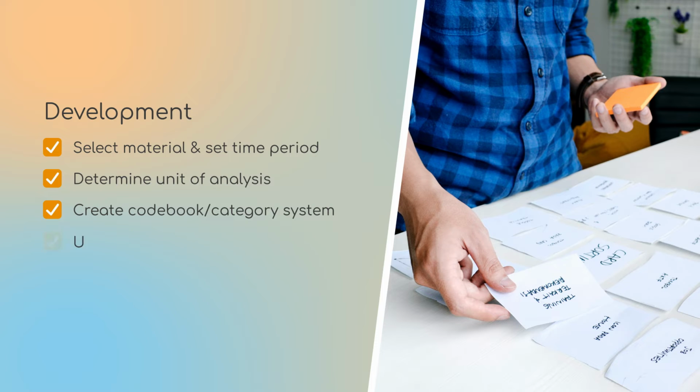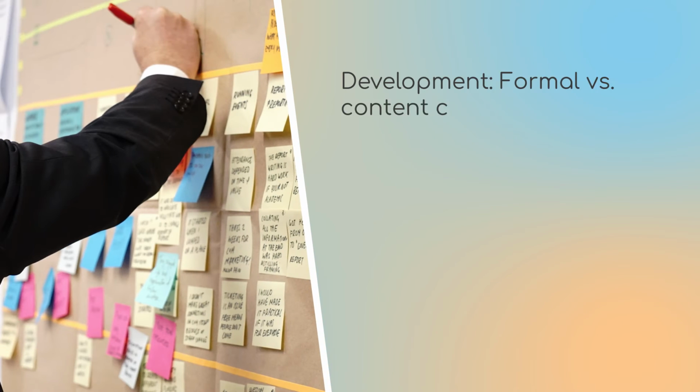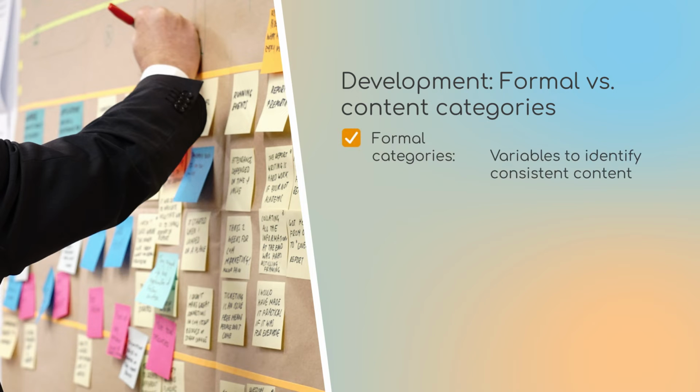By the way, if you come across a suitable codebook during your research, you don't need to create your own, but can use the existing one, modify it if necessary and add new categories. This will save you a lot of time, as creating your own codebook is very time-consuming. As far as the formation and description of categories is concerned, 2 types can be distinguished: formal categories and content categories. Formal categories are variables used to identify consistent data content.